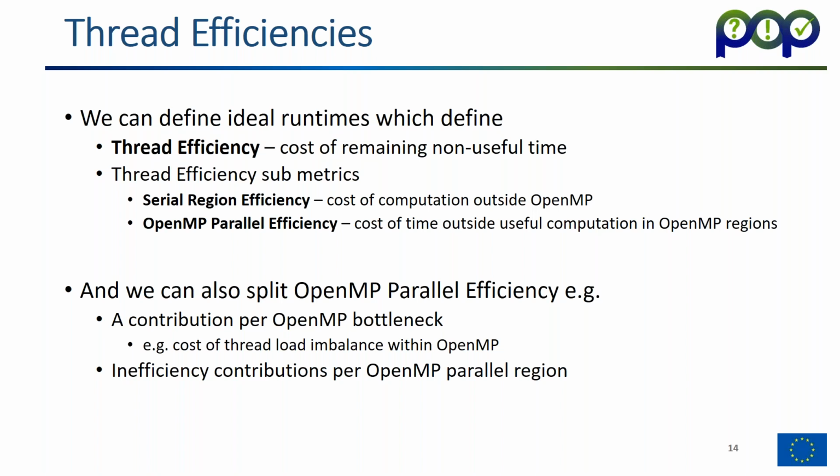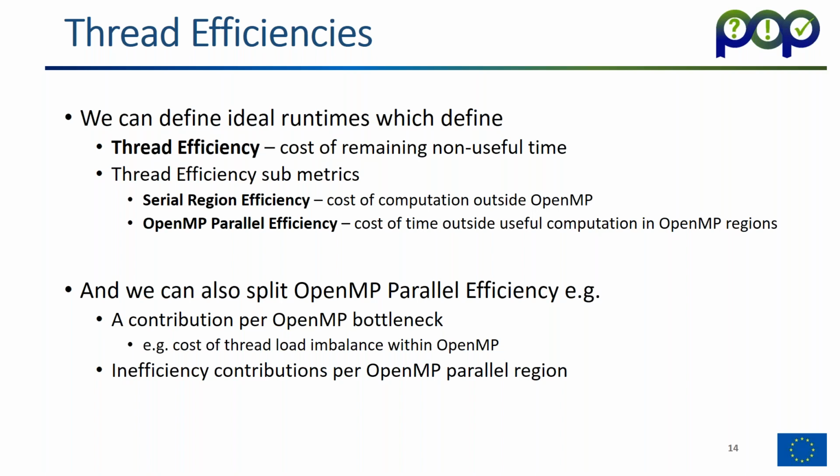And we can split this into submetrics. We can define a serial region efficiency, which measures the cost of the computation outside OpenMP when cores will be sitting idle because there's only computation on the master thread. And we can define an OpenMP parallel efficiency, which measures the cost of the time outside useful computation in the OpenMP regions.